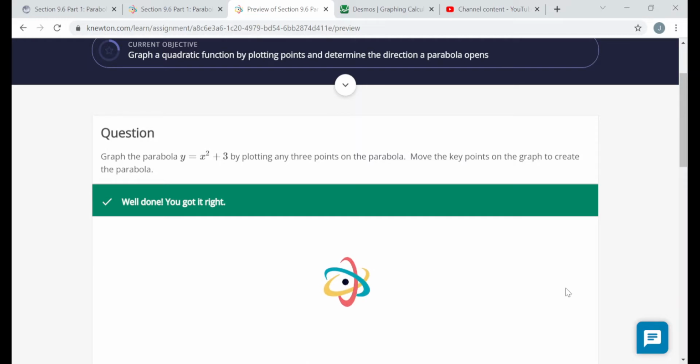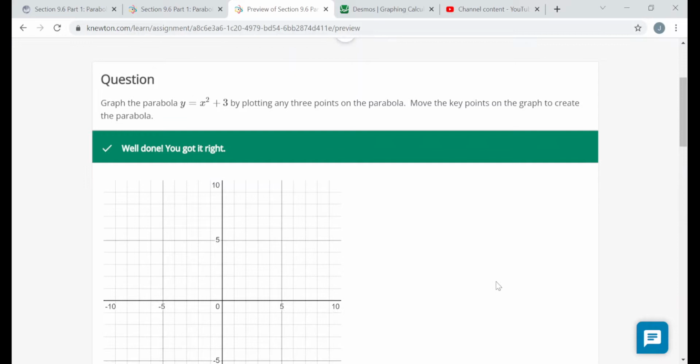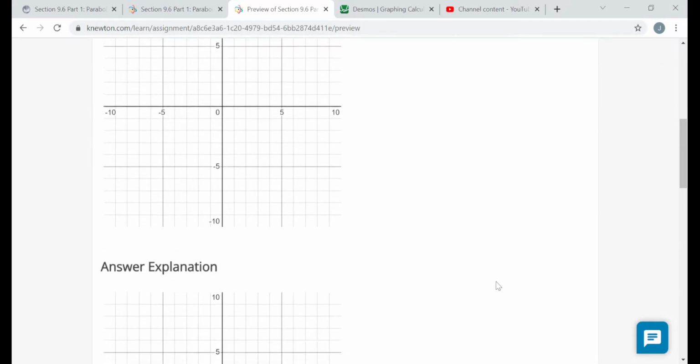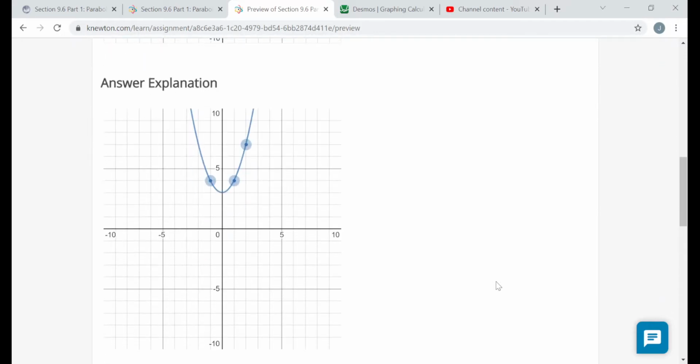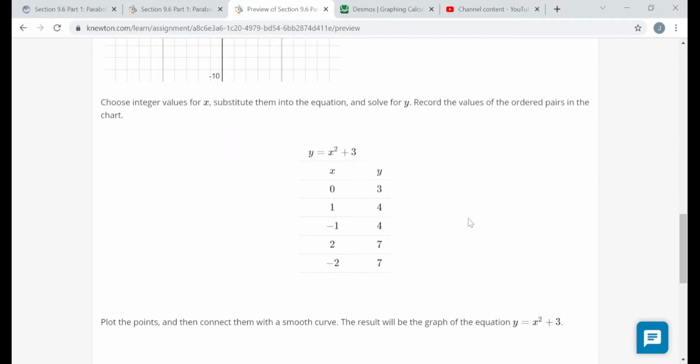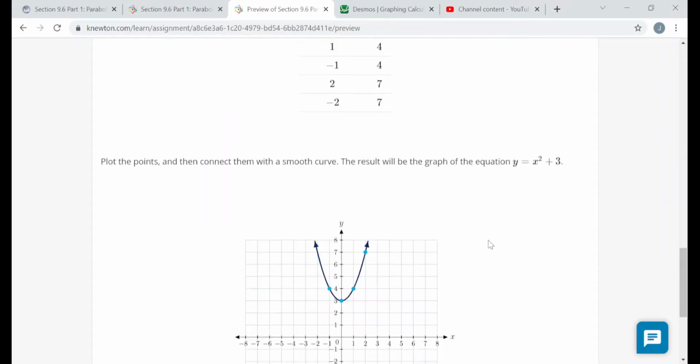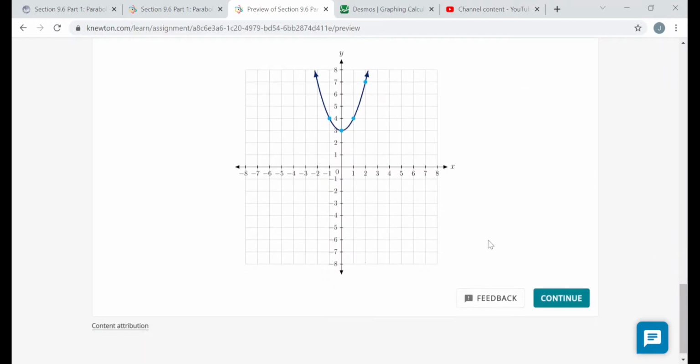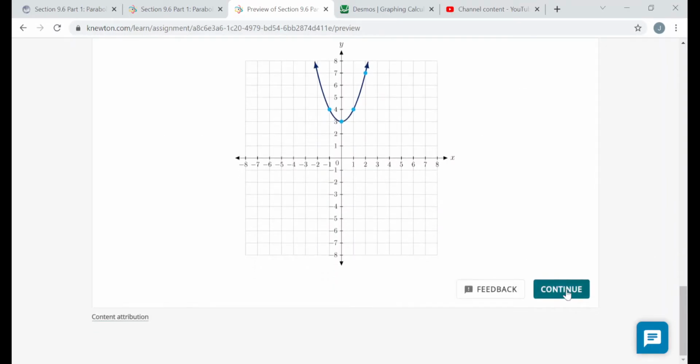You should just have to move 3 points around to 3 actual points that satisfy the equation. They did theirs here. They did a little chart, whatever. Any 3 points on the parabola will work. All right, next question.